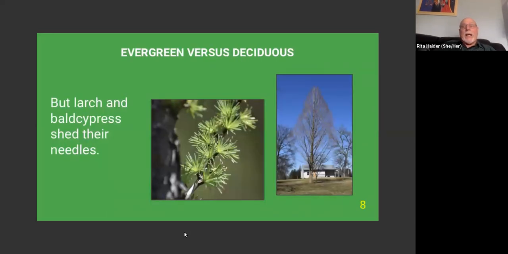We use the term evergreen for conifers many times and deciduous for the broadleaf trees, but it isn't that cut and dry. Larch and bald cypress are two trees that grow in Ohio. I have them in my backyard. They shed their needles in the winter, so they're not really evergreen. Not all of them are, most, but not all.